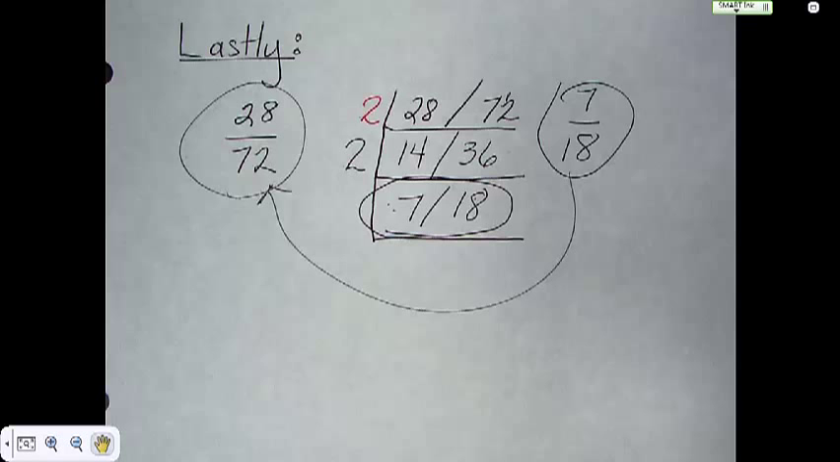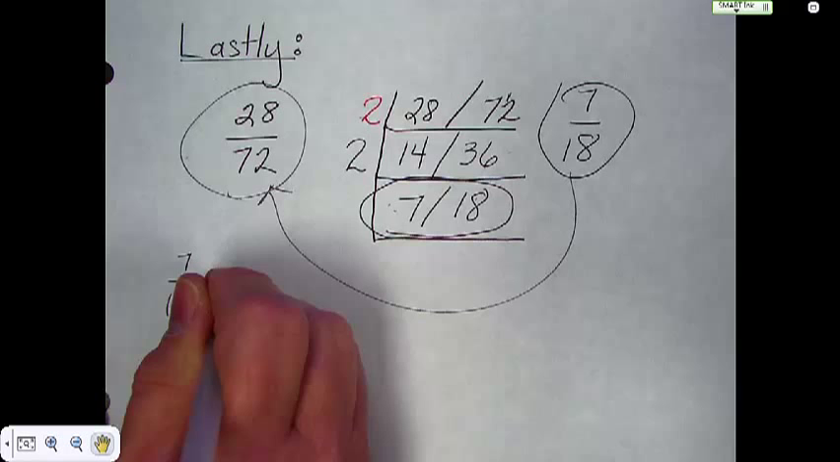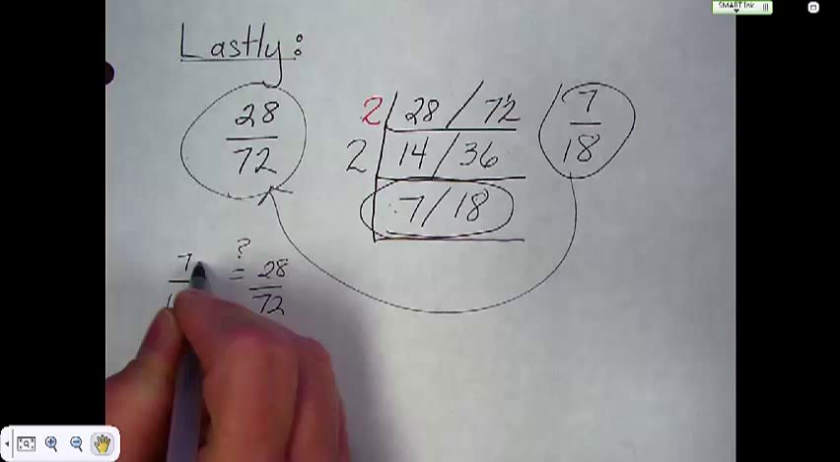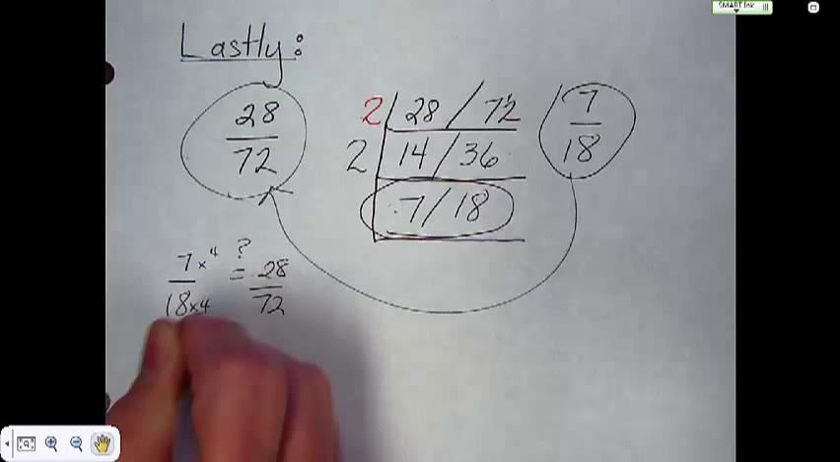And if you don't trust me, you could take 7 over 18. Does it equal 28 over 72? 7 times 4 equals 28. Take this times 4, 10, 20, 30, 40... 18 times 4 is 72. Yep, 72 is correct. Yahoo!